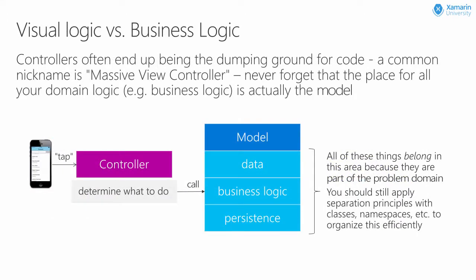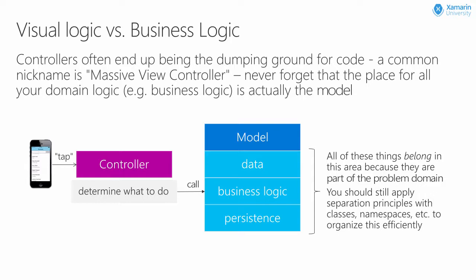One critique of MVC is that because the controller is the intermediary between the view and the model, it often ends up being very large. In fact, a common nickname for this pattern is massive view controller. However, this is a misapplication of the pattern, resulting in a misunderstanding of the terms. The business logic belongs to the problem domain, and everything that is in the problem domain goes into the model in MVC.